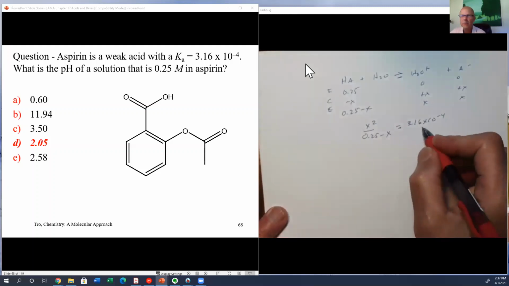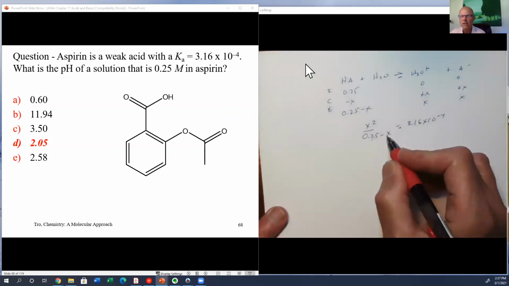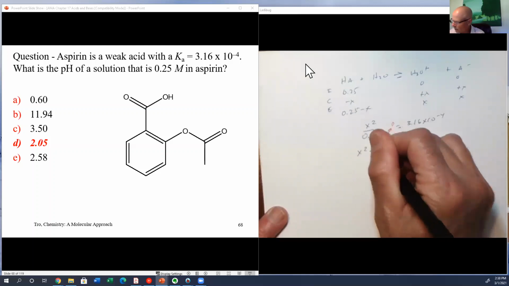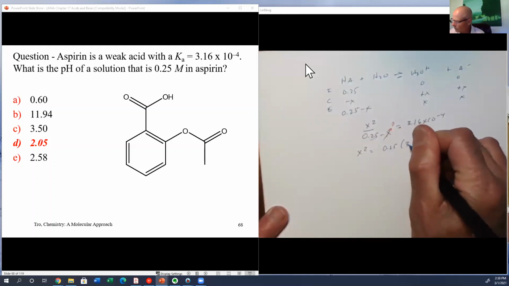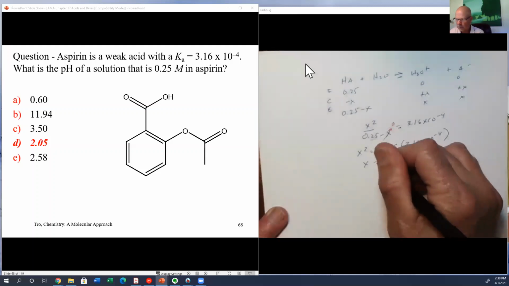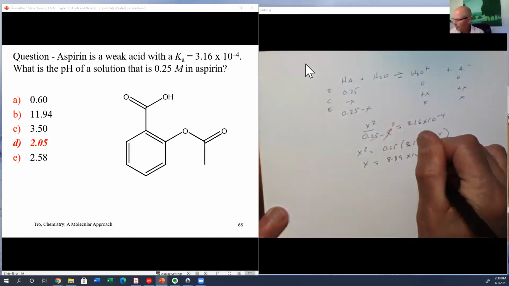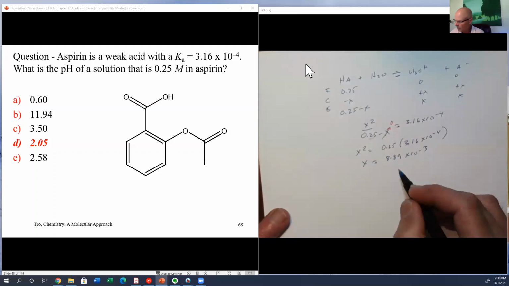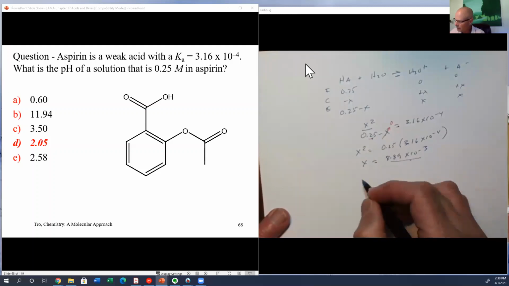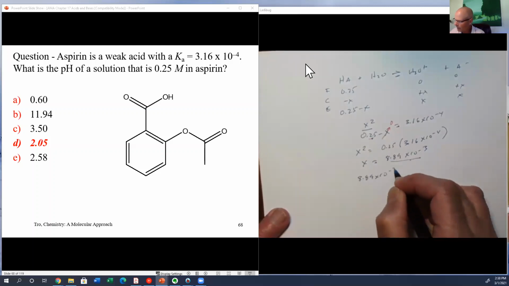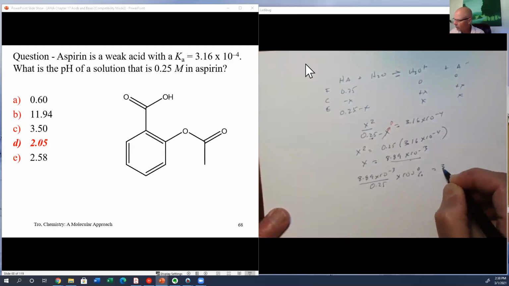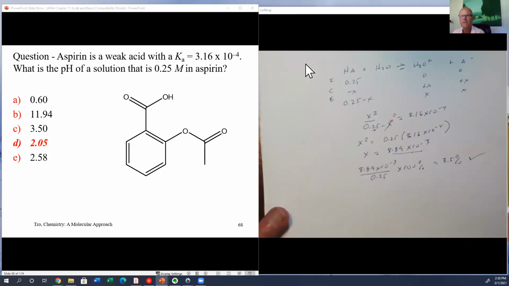I see that Ka is pretty small, and my initial concentration is not too small. So I'm going to try the x is small approximation. And I get that X squared is equal to 0.25 times 3.16 times 10 to the minus 4, right? So X comes out to be equal to 8.89 times 10 to the minus 3. I could check my approximation. How do I check it? I divide this number by the number I subtracted X from, right? So 8.89 times 10 to the minus 3 divided by 0.25 times 100% is equal to 3.5%. So that's good enough, right?